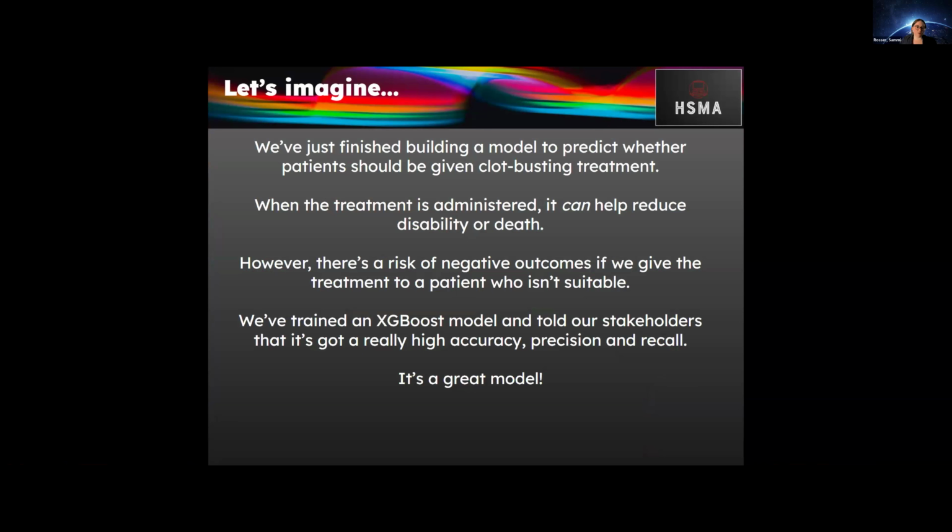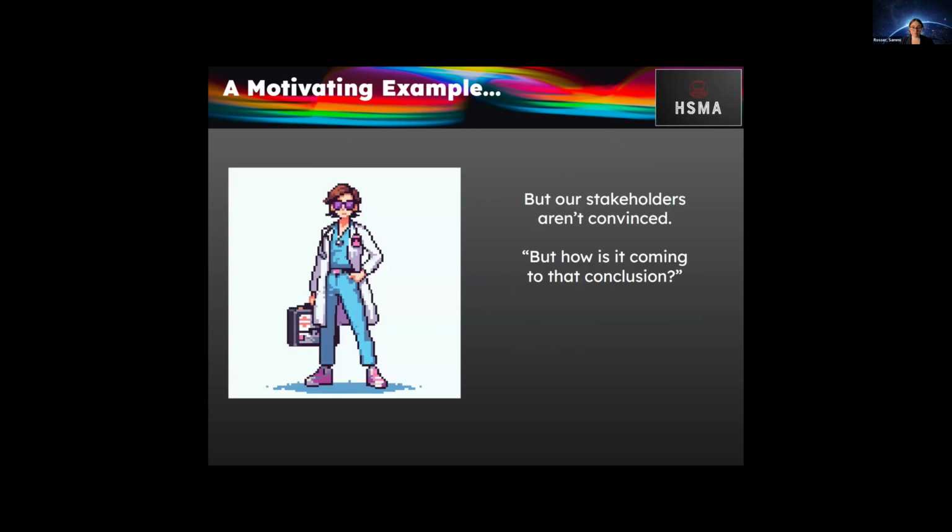Right. So let's take a step back and imagine that we have just finished building a model, the model we've been working on in all of these exercises, in fact, to predict whether patients should be given clot-busting treatment or not. And when the treatment is administered, that can help to reduce disability or death. But there is a risk of negative outcomes of severe damage to the individual patients if we give the treatment to a patient who isn't suitable. It's a very high stakes model in some ways. So we've trained our XGBoost model and we've told our stakeholders that it's actually really, really good. It's got good high accuracy, precision, recall. It's a really great model.